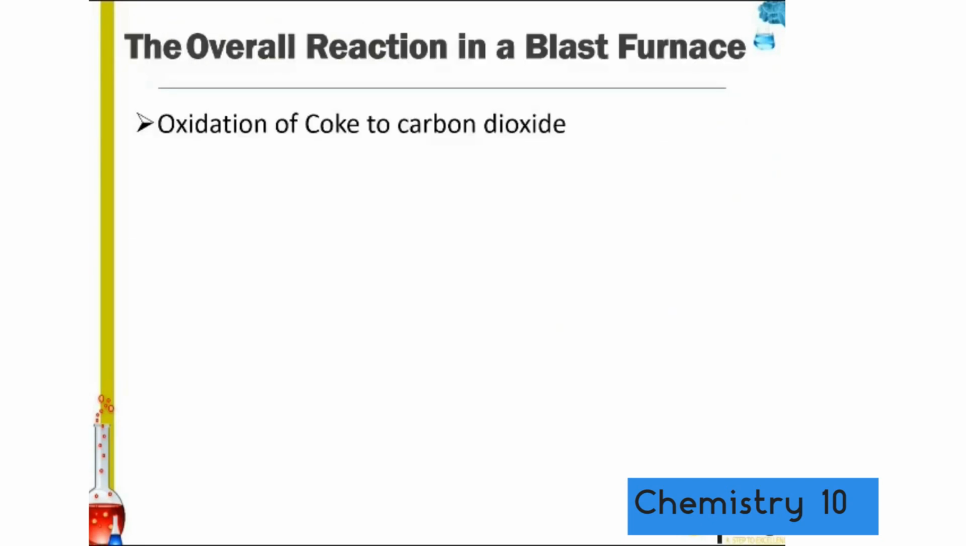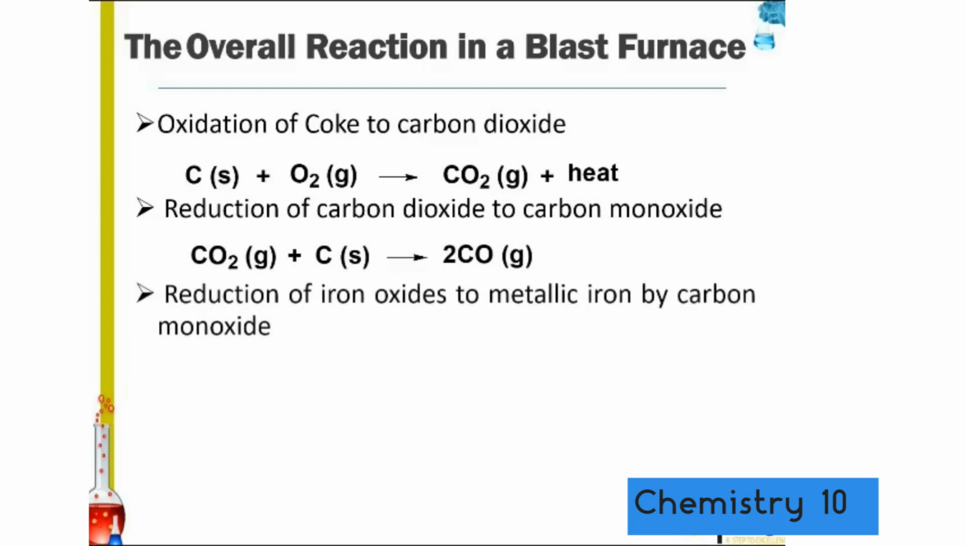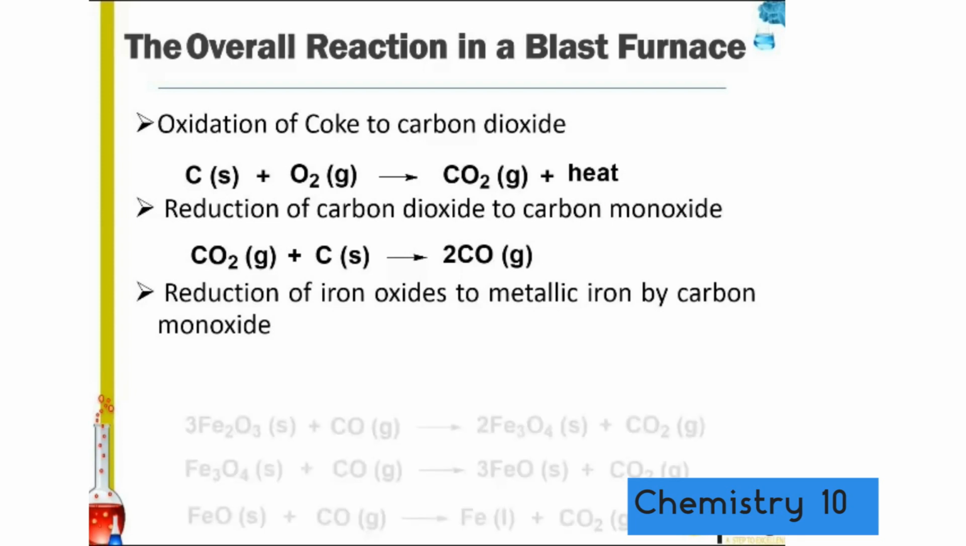Now that we've seen the overall process of the blast furnace, we can go into the individual reactions that make up the process. First is the oxidation of coke into carbon dioxide. Next is the reduction of carbon dioxide into carbon monoxide. Next is the reduction of iron oxides to metallic iron by carbon monoxide.